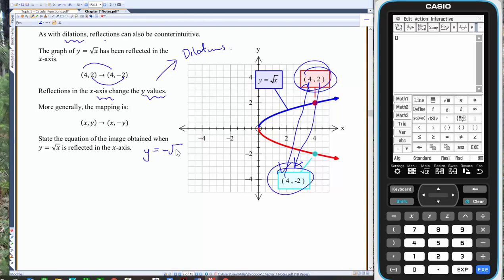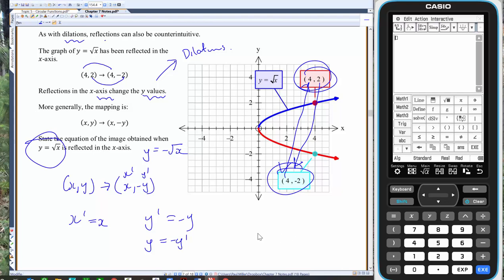Now hopefully you know by recognition or by our prior work what it is, but just say you don't have a clue, no idea. Then jam it into the mapping. Reflections in the x-axis change y. So x dash equals x, y dash equals negative y. Now I need to make y the subject, so y equals negative y dash. Now I'm going to rewrite my function based on the original, so I've got negative y dash equals root x dash. Now I'm going to divide both sides by negative 1. So y dash equals negative root x dash, that is, y equals negative root x.